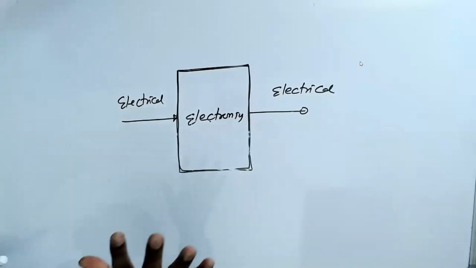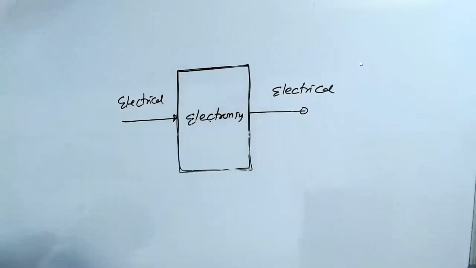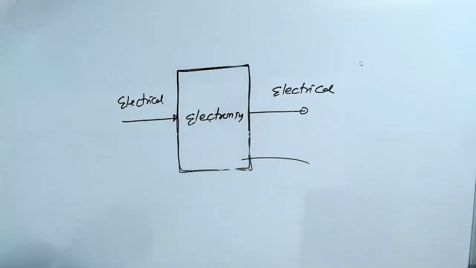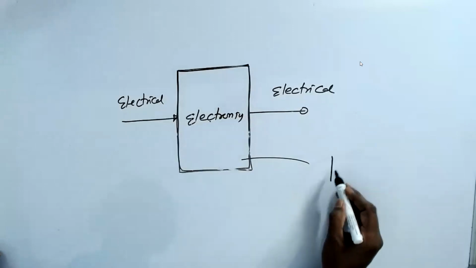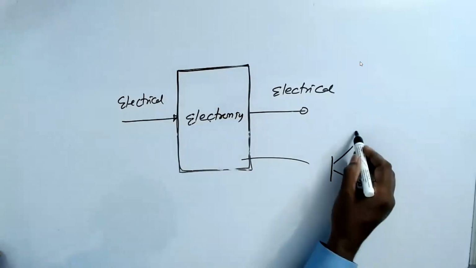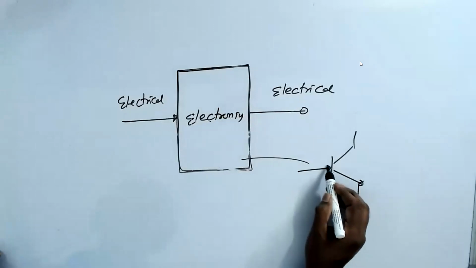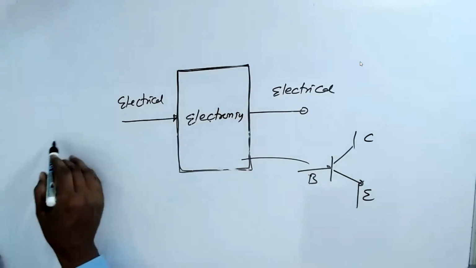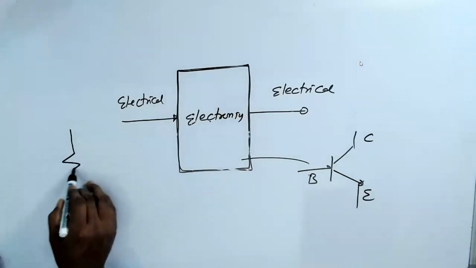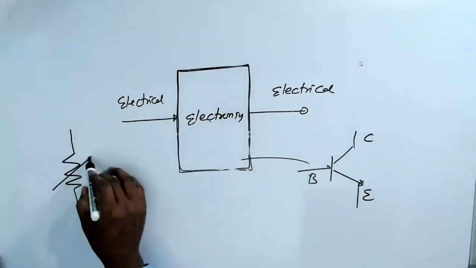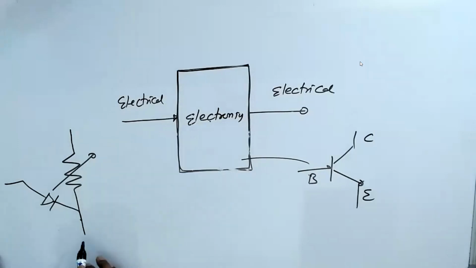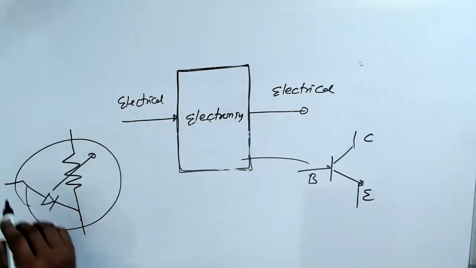Electronics was designed a long time back. Unfortunately, they could not find a component. The first component was your transistor. Actually, we draw a symbol like this: base, emitter, collector. But actually, this should have been a variable resistor symbol, a diode. Am I right? This should have been the right symbol.